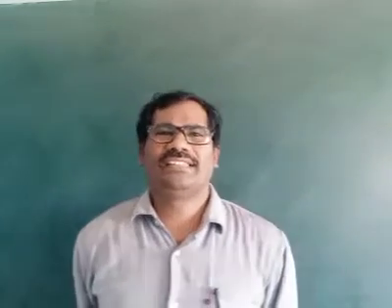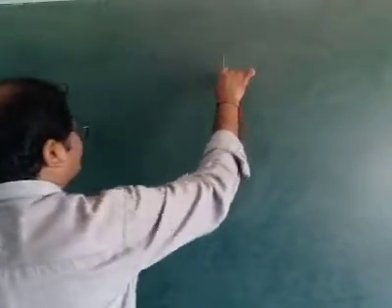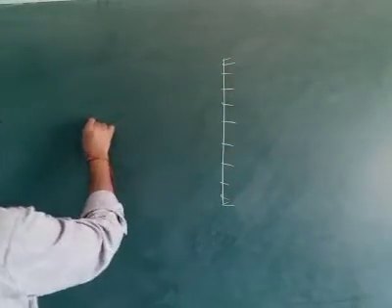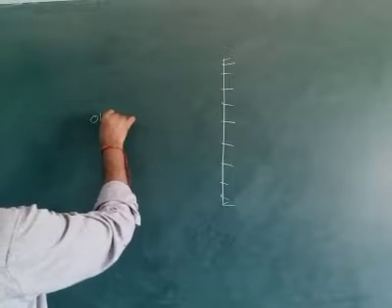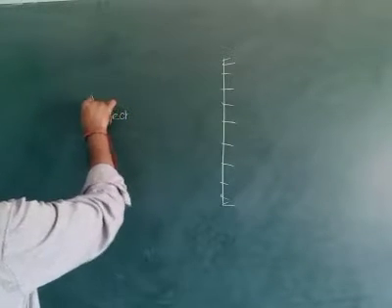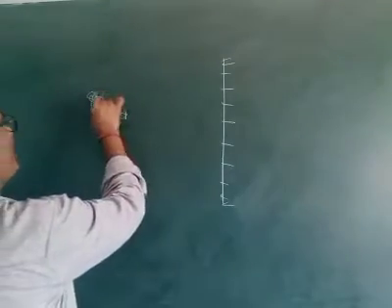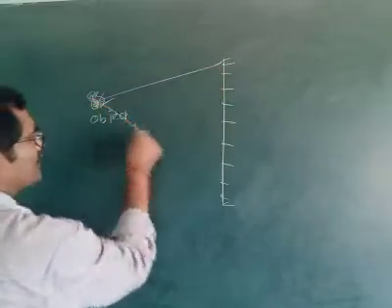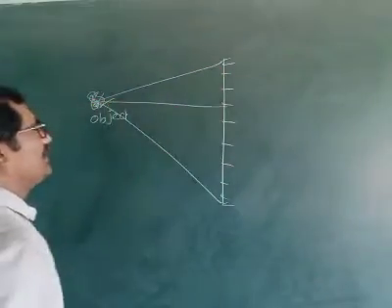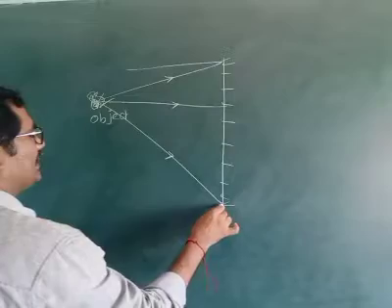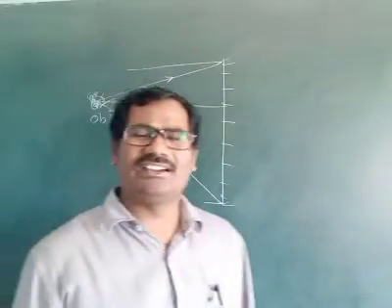First, image. In the case of a plane mirror, there is an object, a person or anything. How is an image formed? A number of light rays are incident on the mirror, and they can reflect.